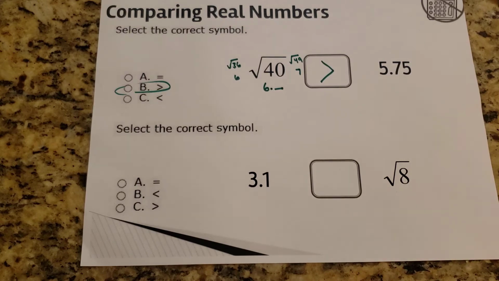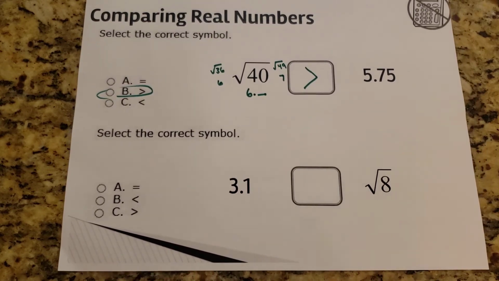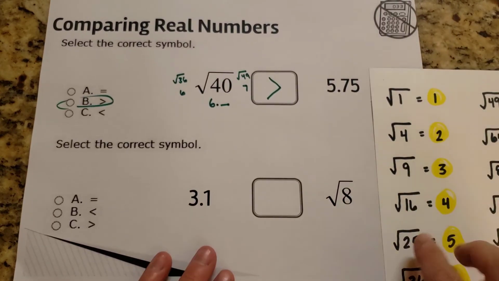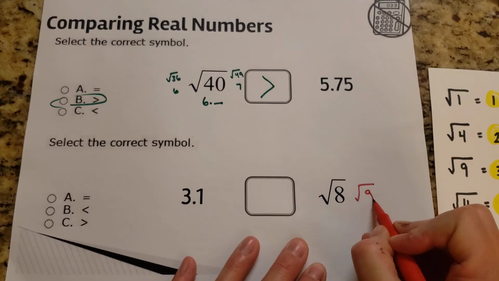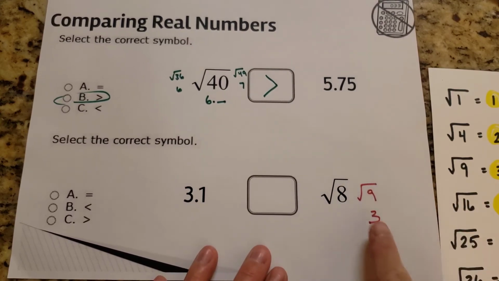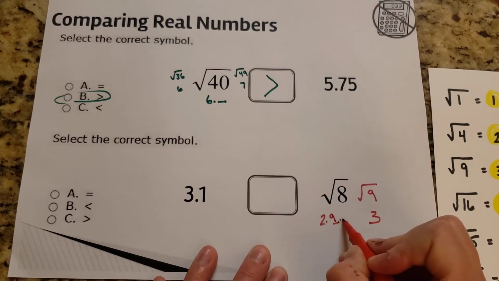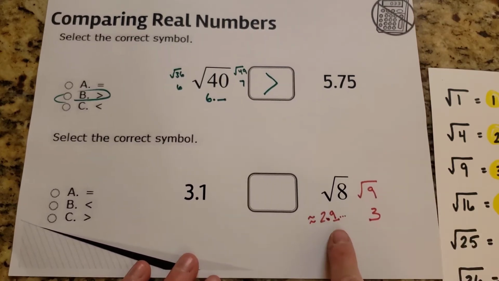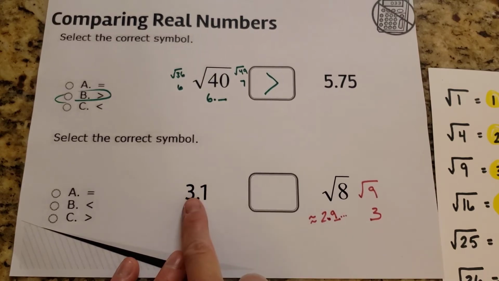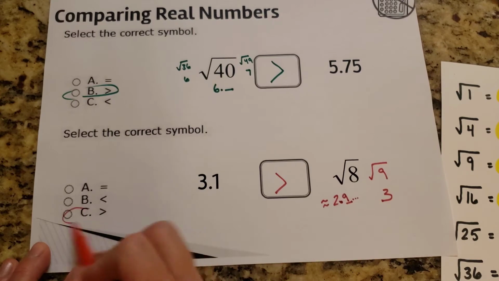So 3.1 is rational. I know exactly what that is, but the square root of 8 is irrational. Although I do know that it's really close to the square root of 9. So I'm just going to say, okay, the square root of 9 would come right after it, and that is 3. So this would have to be about 2.9-ish. I mean, it would keep going, but about 2.9. So if this is 2.9 and that's 3.1, this is bigger. So the symbol would look just like that.